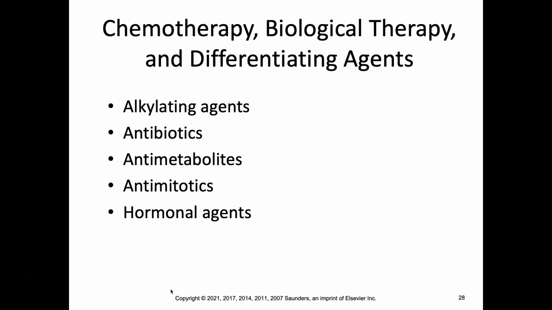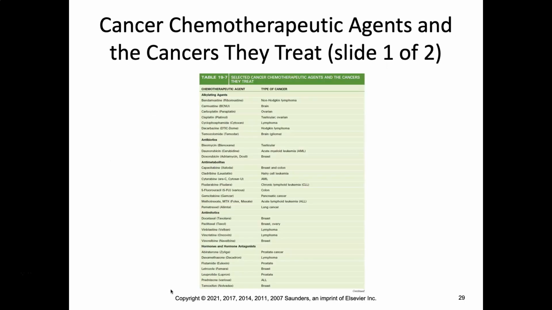Chemotherapy, there are different kinds of chemotherapy. It can also be called biological therapy. Depends on what you're using. Are you using a hormonal agent? Because a lot of times with breast or prostate cancer, hormonal influences are there.